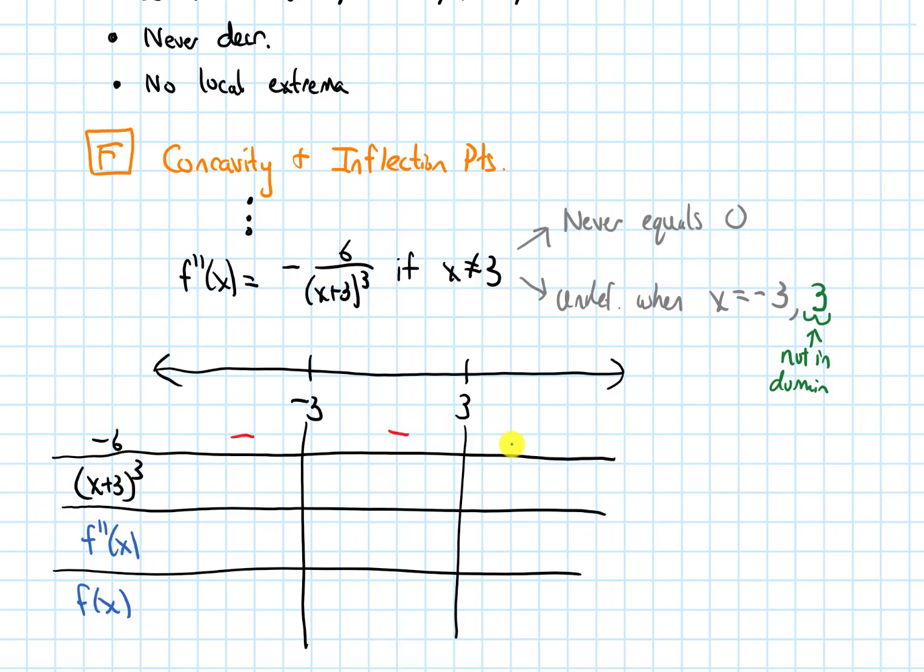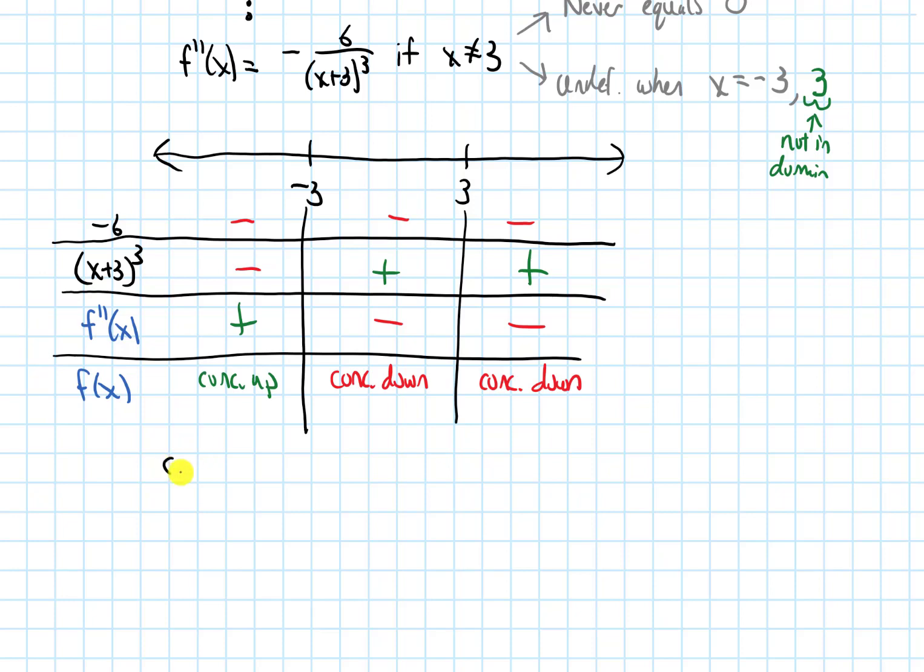I'm going to trust that you can check this. So -6, that's negative the whole way. And with the next row, I'll get negative and then positive, positive. So when I put it together, this is positive. That's negative, that's negative. And when the second derivative is positive, my original is concave up. And when the second derivative is negative, the original is concave down. Concave down. All right, so our function is concave up on -∞ to -3, and it's concave down on -3 to 3, union 3 to infinity.